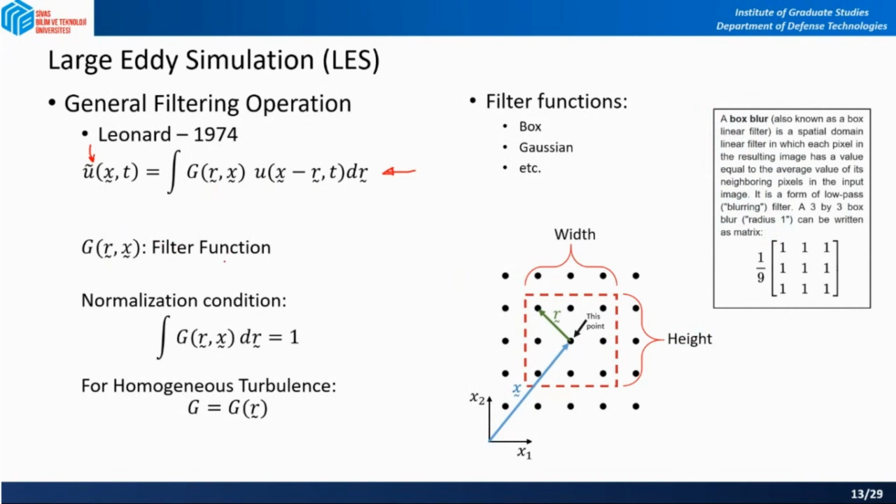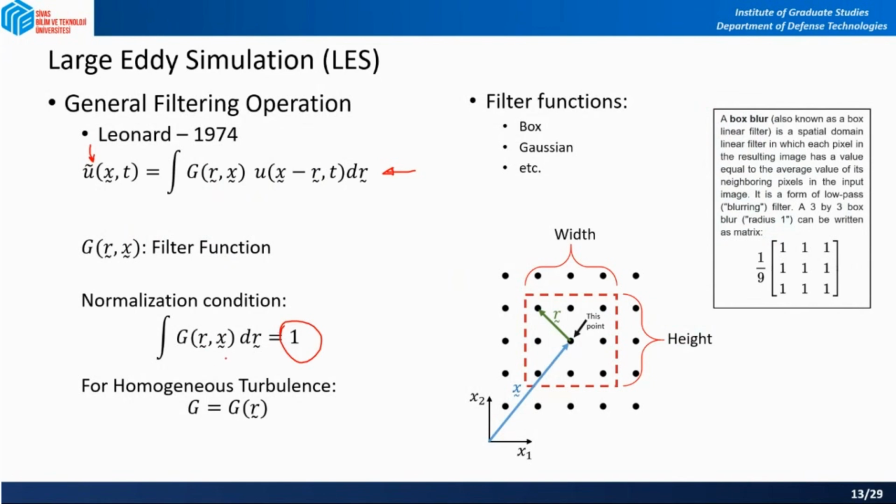You have to do this integration over the entire domain that you have. And we have a normalization condition such that the integral of your filter function should be equal to 1. So if you just take the integral of the filter function, it shouldn't actually change your dimension or anything like that. This is why we call it a normalized function.